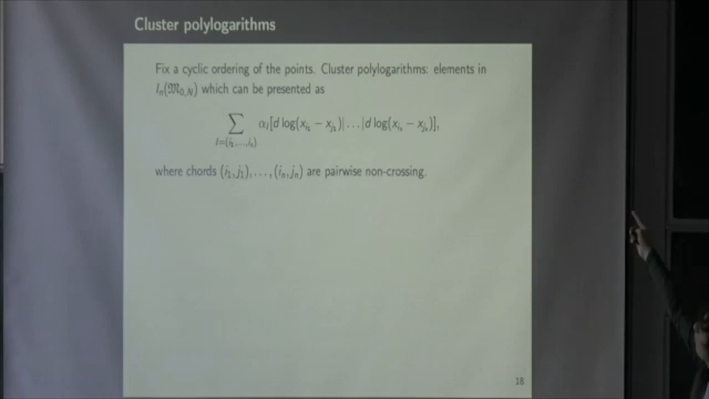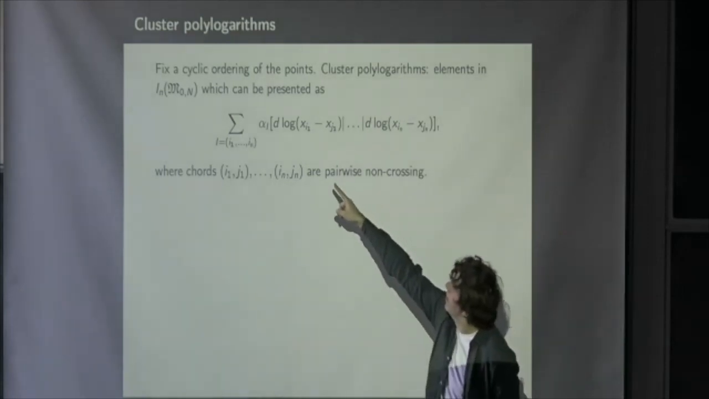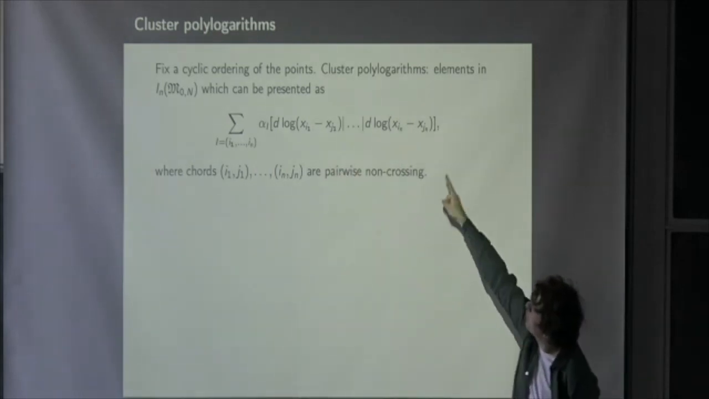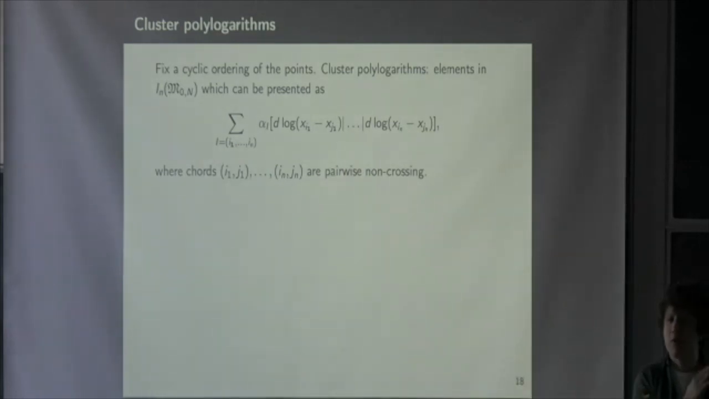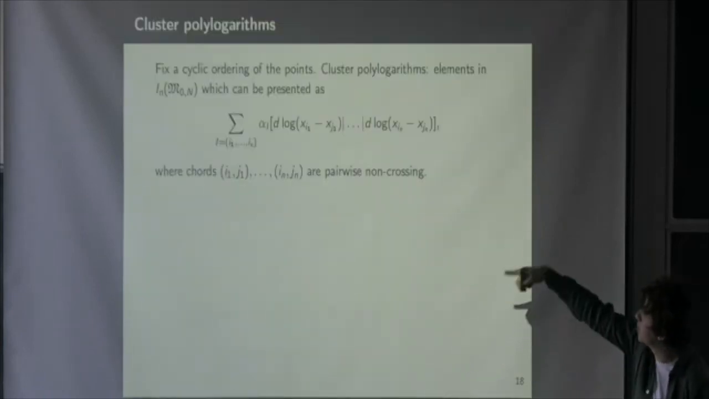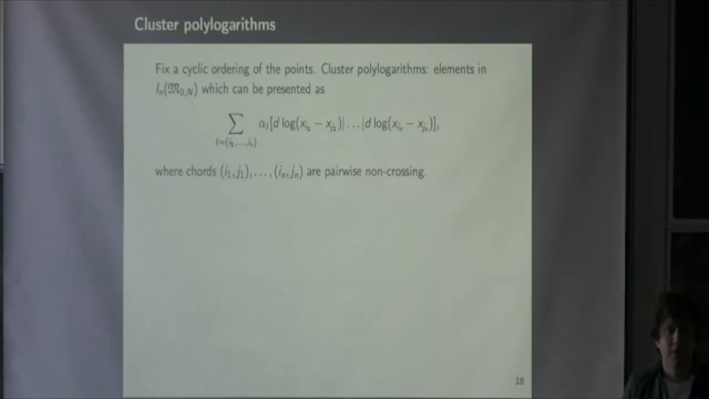Then cluster polylogarithms will be elements of the space of iterated integrals which have the property that they can be expressed as a sum of d-logarithms of differences of points, where in each term, the chords corresponding to these differences are pairwise non-intersecting, having no common interior chords. So basically, there is a certain triangulation, and they underlie the chords of this triangulation. This condition is very strange because, on one hand, you need this previous condition of integrability, and on the other hand, you need a condition of basically some combinatorial restriction. And you might think that you will get just an empty space, or you will get nothing interesting.